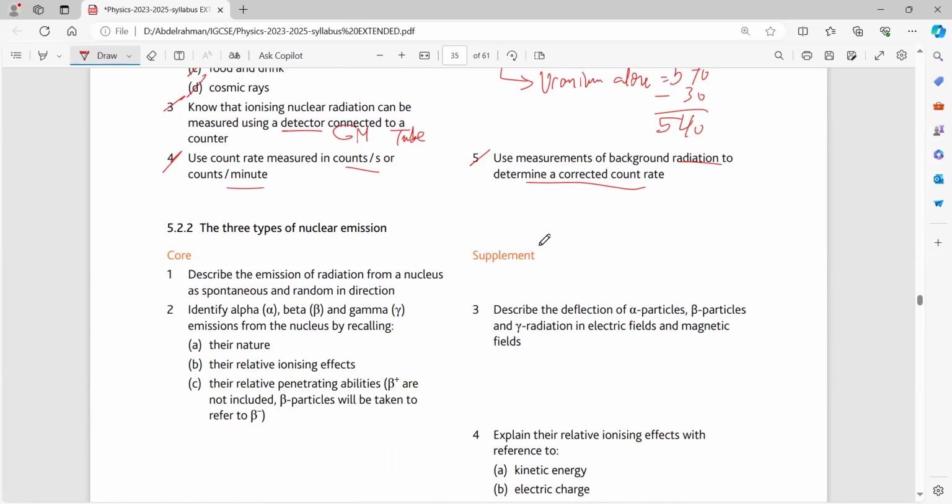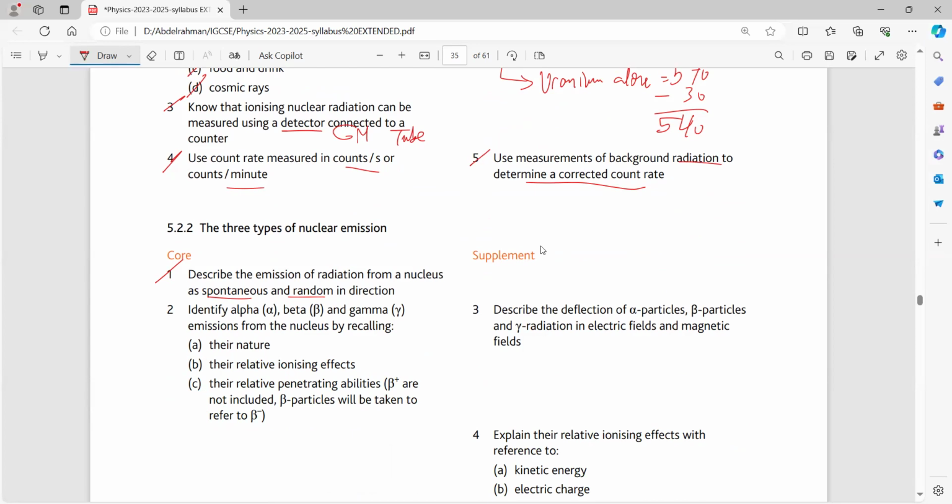Describe the emission of radiation from a nucleus as spontaneous and random. What do I mean by spontaneous and random? It means that there are no factors that affect the count rate, nothing that increases or decreases it. You can never say for sure that this specific atom will decay at this specific time. You have no idea. It's random and spontaneous, and it cannot be affected by any external factors.